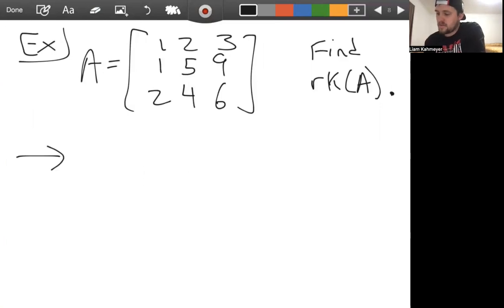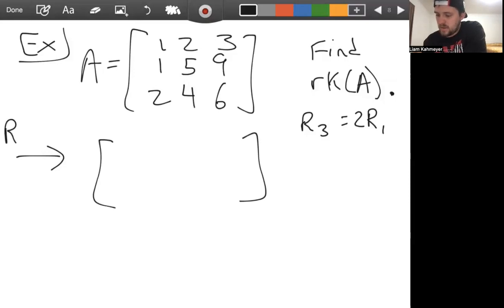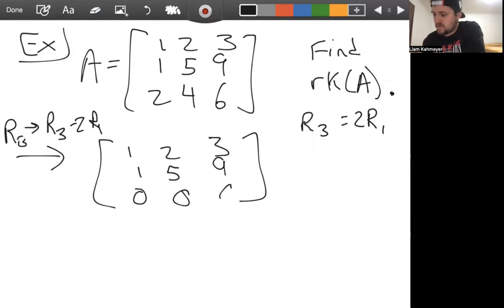The first thing I notice is that row 3 is equal to 2 times row 1. So we can immediately get a row of zeros by replacing row 3 with row 3 minus 2 times row 1. Well, then what that does is give us a row of zeros, right?